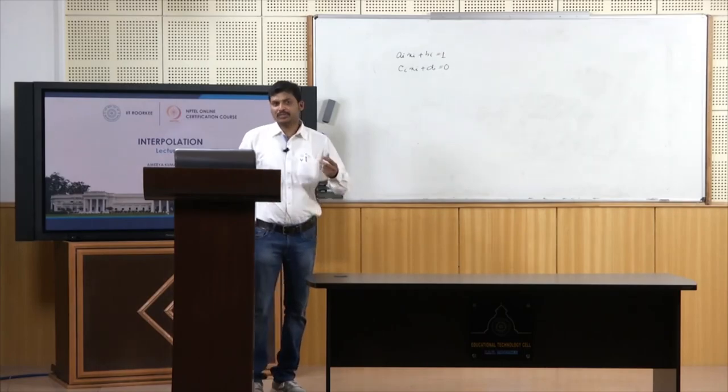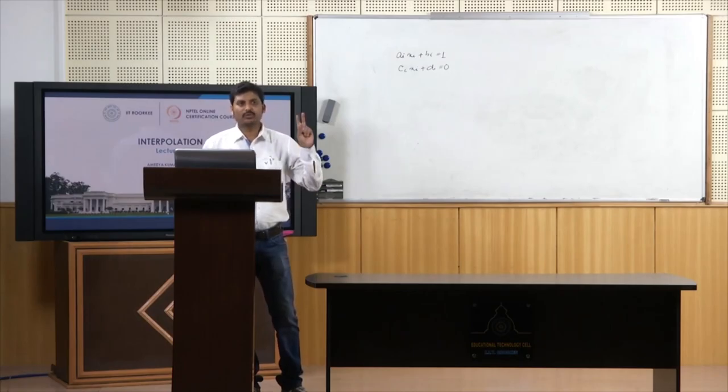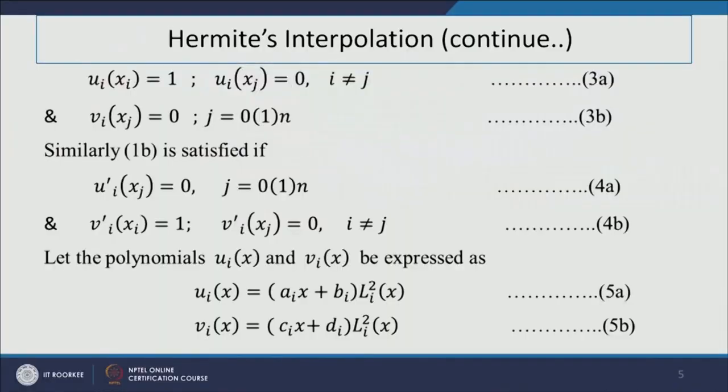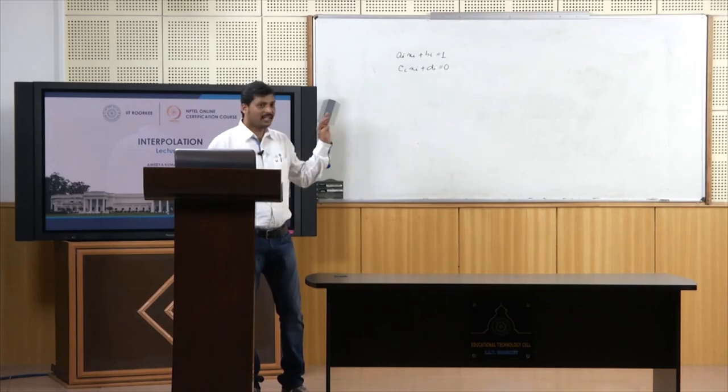So if we put x equals x_i, then we get L_i square of x_i equals 1. But if you put it in v_i of x_i or x_j, both the terms give 0, since we have already defined that u_i satisfies this Lagrangian polynomial, with i equals j coefficient only at x equals x_i points.